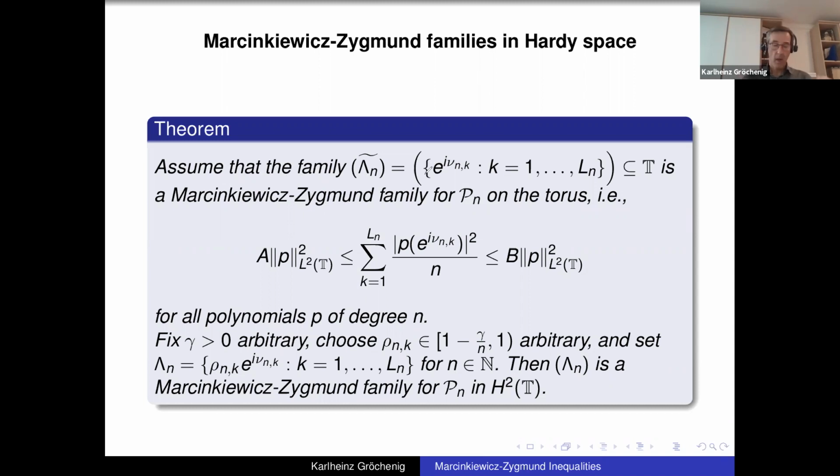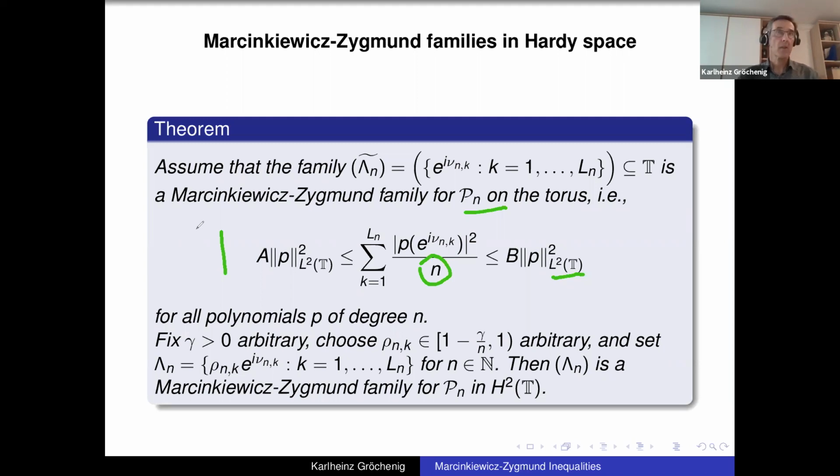You start with the torus and L2 of the torus. Now, in L2 of the torus, the natural subspaces are either trigonometric polynomials of degree n, or what's interesting for us, the analytic polynomials of degree n on the torus. So only positive powers. And there you can construct Marcinkiewicz-Zygmund families. In this case, the weight for degree n is always 1 over n.